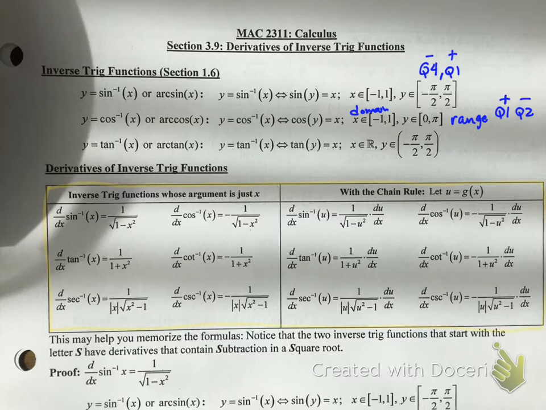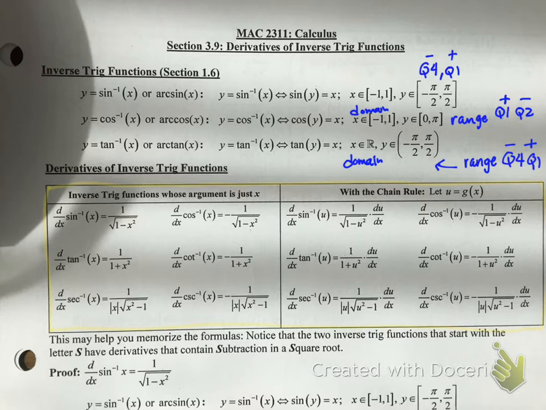And then finally, y equals inverse tangent of x, or arctangent of x. So y equals inverse tangent of x, or tangent y equals x. So I don't know if you guys remember, but the inverse tangent function, the domain, is going to be all real numbers, and my range is going to be from -π/2 to π/2, not including those endpoints. The reason why is because you have vertical asymptotes. So that's quadrant 4 and quadrant 1, negative in quadrant 4, positive in quadrant 1. All right, so those are the inverse trig functions.